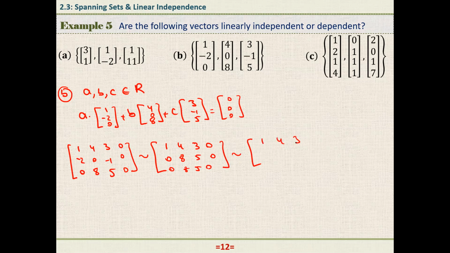And here we have 1, 4, 3, 0, 0, and multiply the second row by, let's say, 1 over 8. So here we have 1, 5 over 8, 0, 0, 0, 0, right? And I can just multiply the second row by negative 4 and add to the first row. Here we will have 0 minus 4 times this, which is minus 5 over 2, and add to 3. So here we will have 1 over 2. So that means that here a plus 1 over 2c is equal to 0. And from the second one, b plus 5 over 8c is equal to 0.